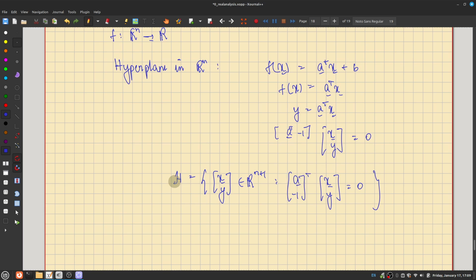Therefore, what is the dimension of H? It is n, right? So if I'm looking at a function from, let's say, R2 to R, then this hyperplane is essentially a subspace. It's a two-dimensional subspace in R3. So any linear function, assuming that b is equal to 0, is going to be an n-dimensional subspace in R n plus 1. That's one way of thinking about it.